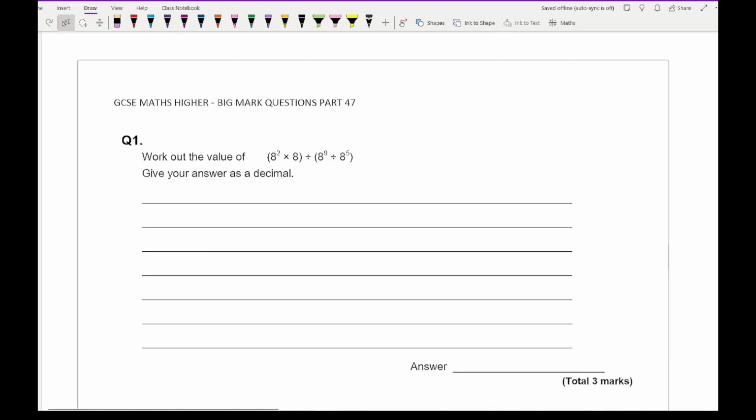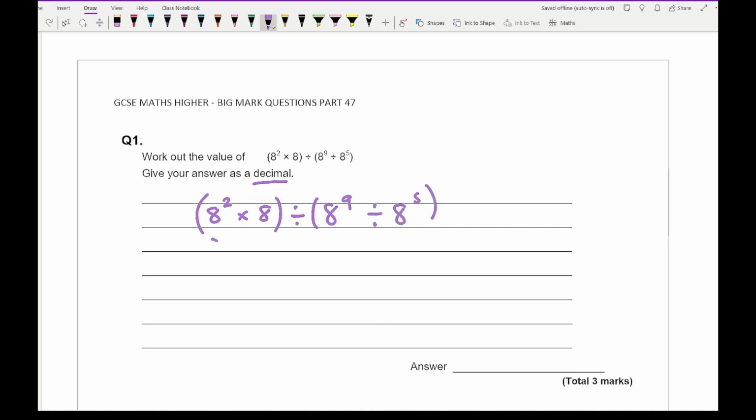So let's get started on question 1. Question 1 says work out the value of 8 squared multiplied by 8 divided by 8 to the power of 9 divided by 8 to the power of 5, and we're going to give our answer as a decimal. For this, the first thing we need to do is work out the value of each of the brackets, preferably using indices.